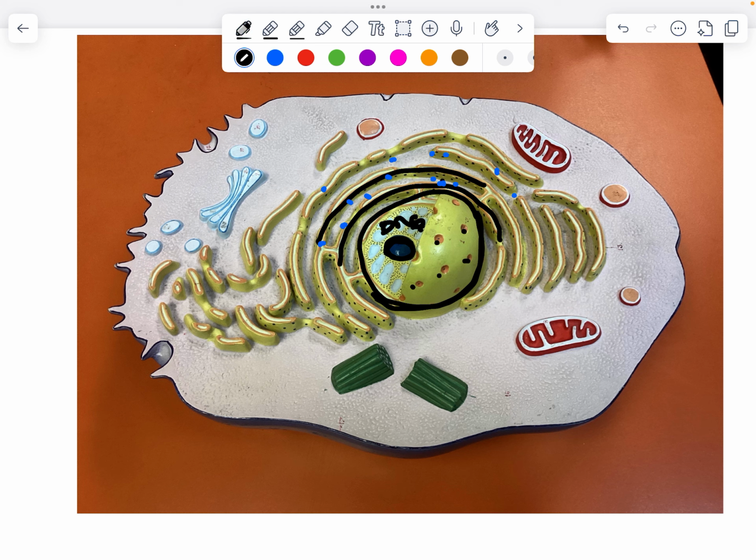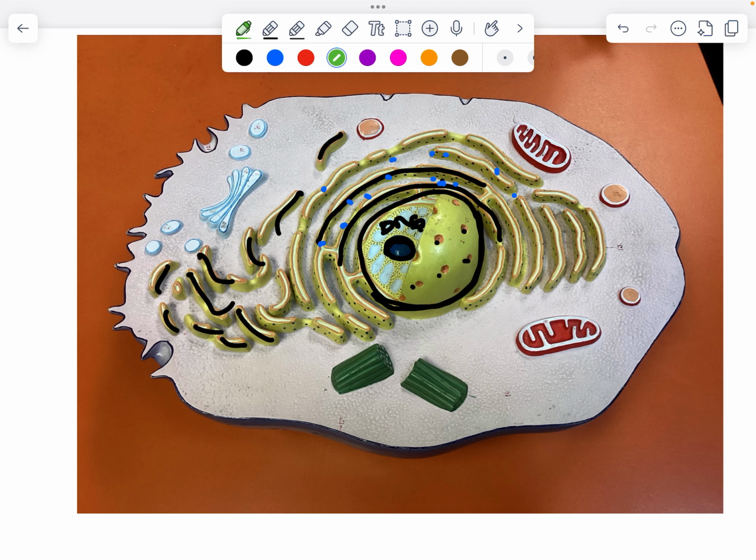We know the smooth ER looks similar to the rough ER. The big difference is there are no dots or ribosomes on its surface, so it looks smooth. So all of these components over here, these are all parts of the smooth ER because they look like the rough ER except no ribosomes. So they would be called smooth ER.